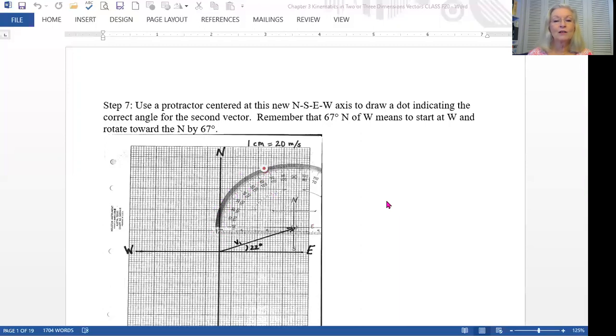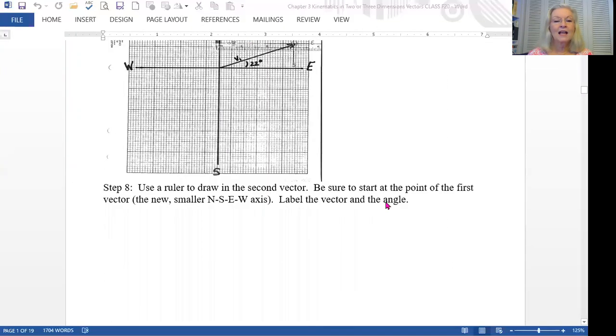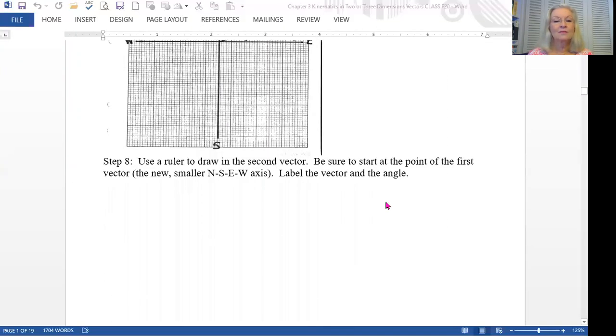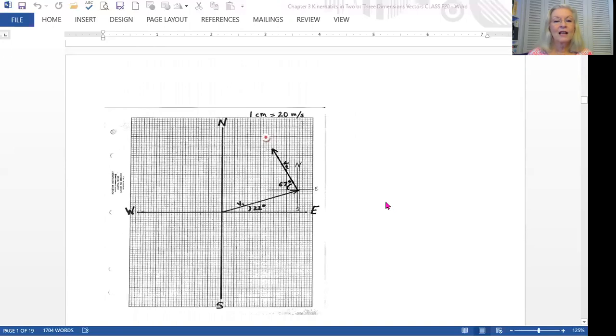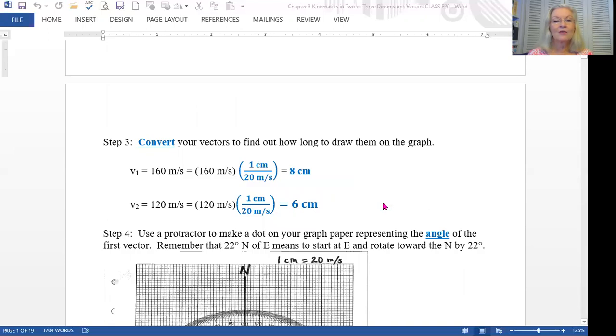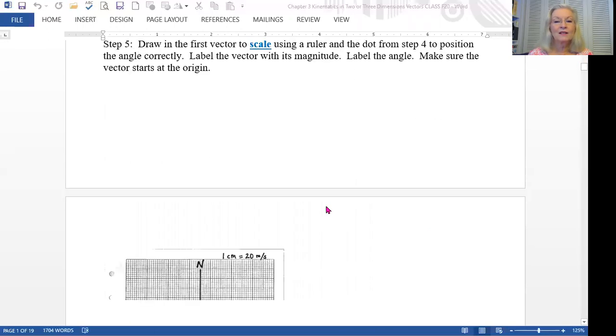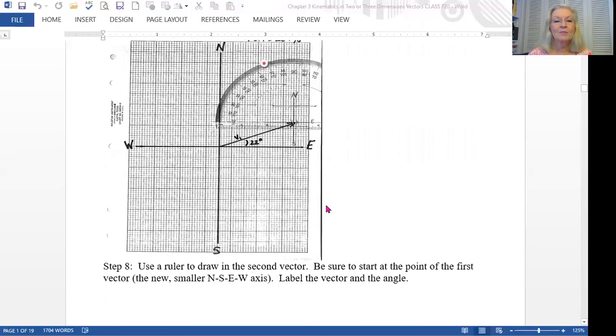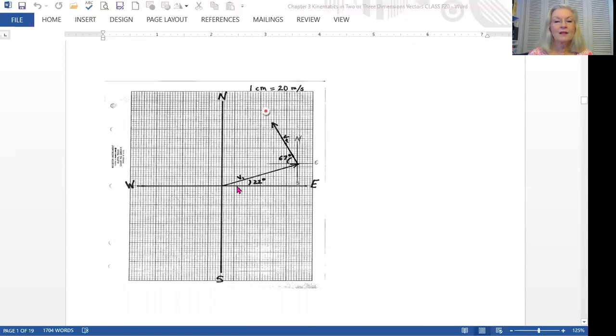So you put your mark, and now we want to draw a line 6 centimeters long. My apologies. If we scroll back, the first one was 8 centimeters long. The second one is 6 centimeters long. And it's probably not going to extend to the little pencil mark you made.